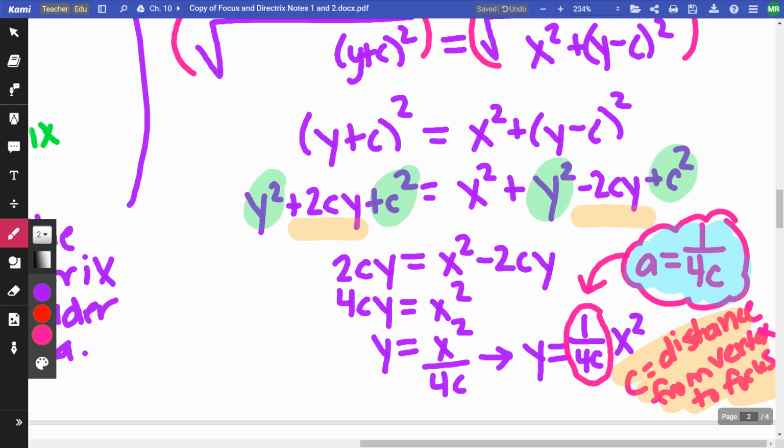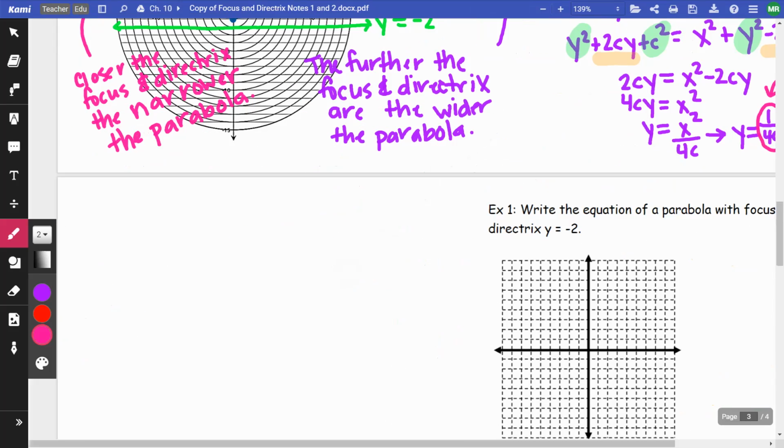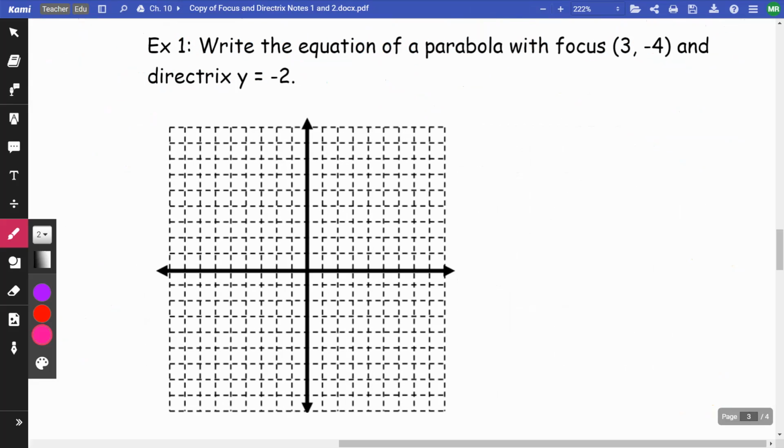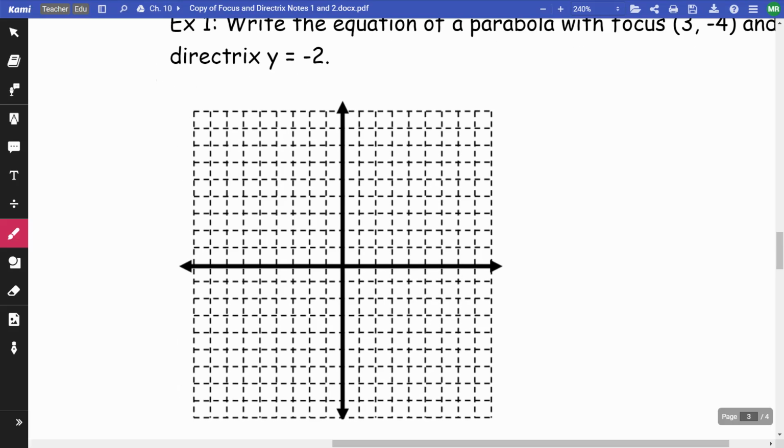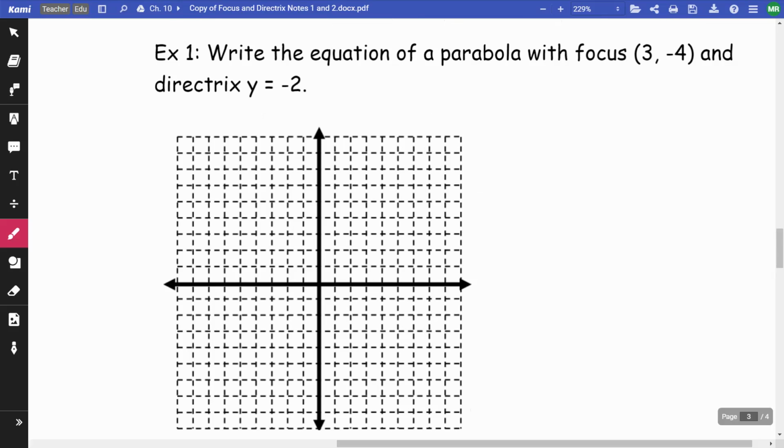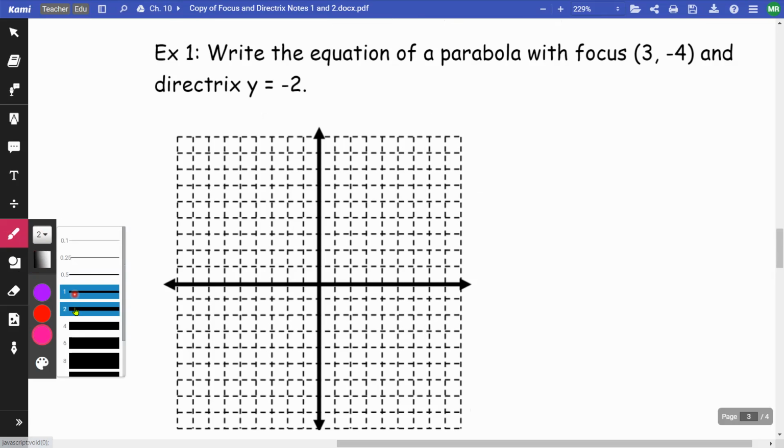Okay, so next worksheet. We're going to write the equation of a parabola with focus at (3, -4) and directrix at y equals -2. So right now, what I want you guys to do is plot those. Plot the focus, plot your directrix, see if you can figure out what the vertex is. Okay, this is on your paper still. So I'm just going to plot my focus at (3, -4).